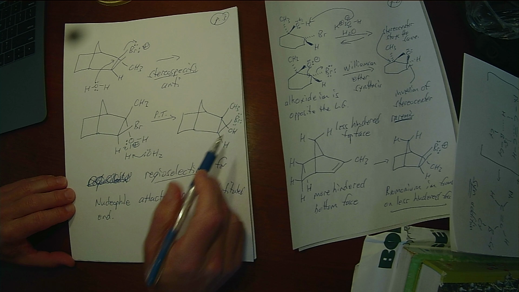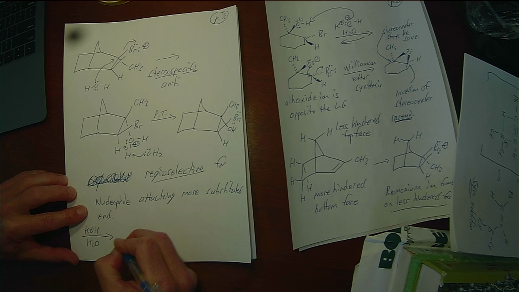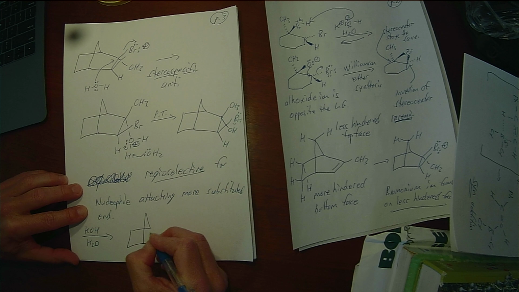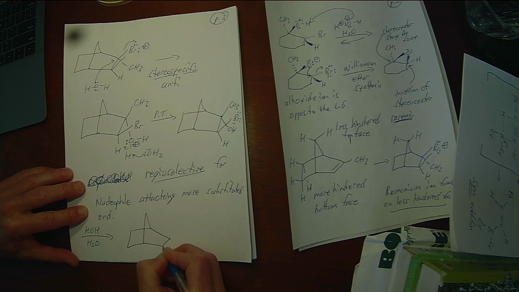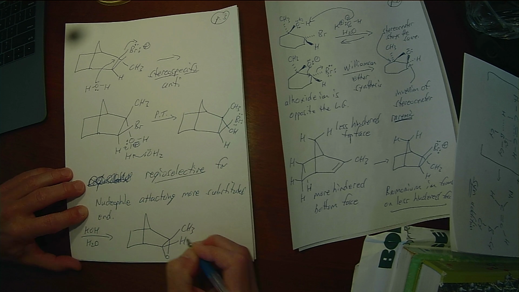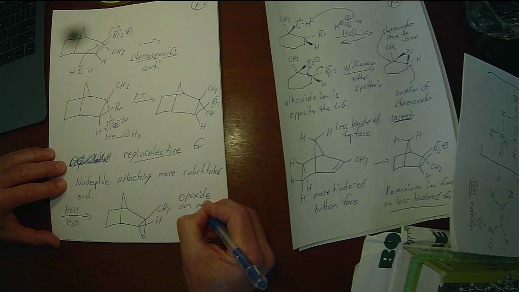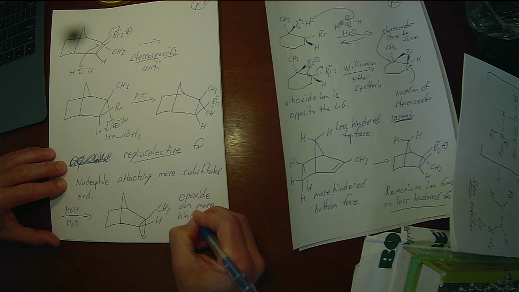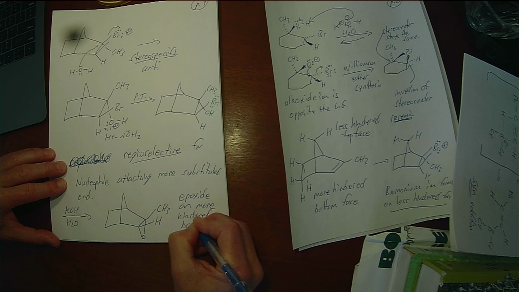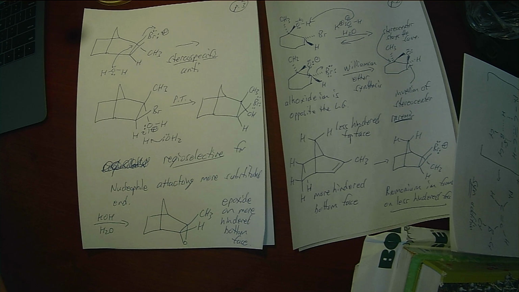If I were then to treat that with KOH, I would end up with my epoxide on the bottom face of the molecule. Which is the more hindered face. Does that help?